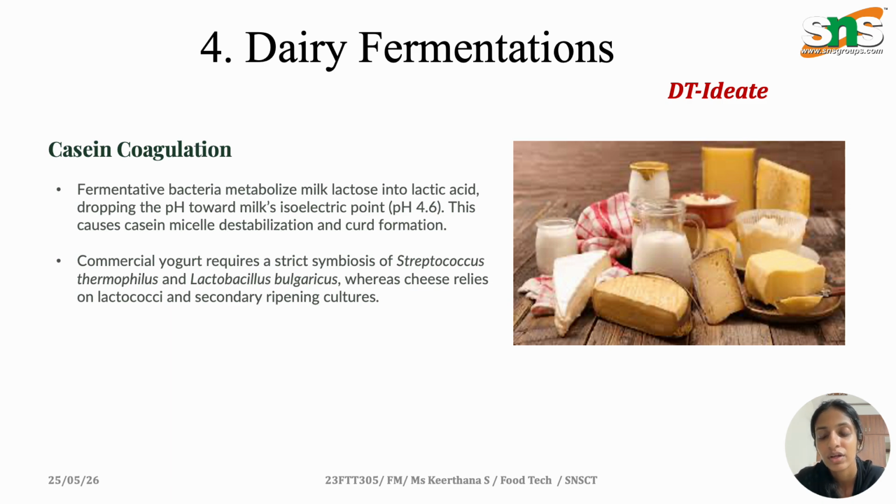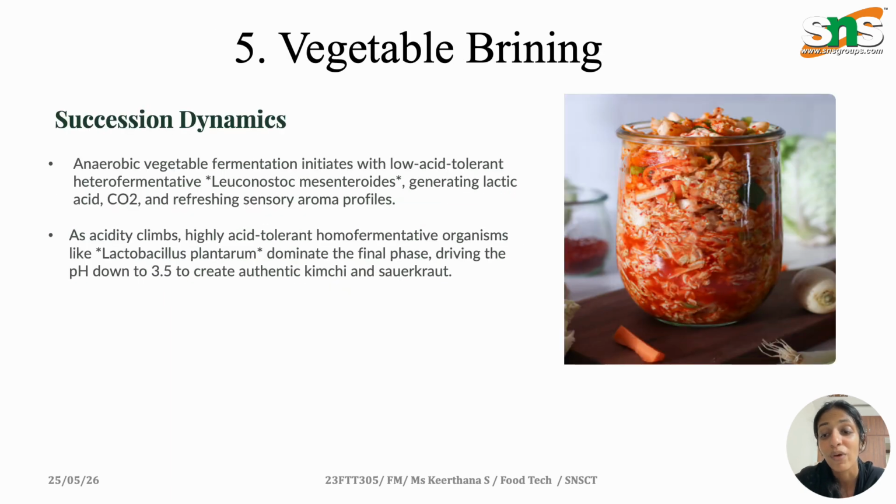Next we have vegetable fermentation, which is also known as vegetable brining. LAB help preserve vegetables by producing acid during fermentation. Anaerobic conditions are required, and as a result the pH decreases gradually, which improves the flavor and also preserves the food. So this is what happens in vegetable fermentation.